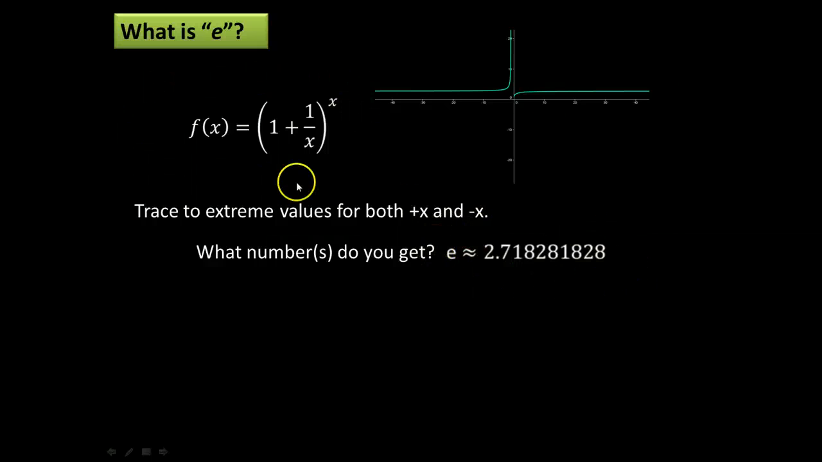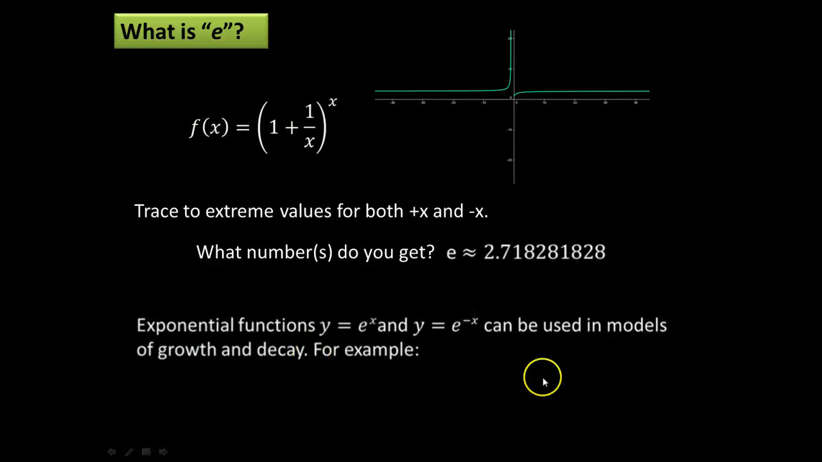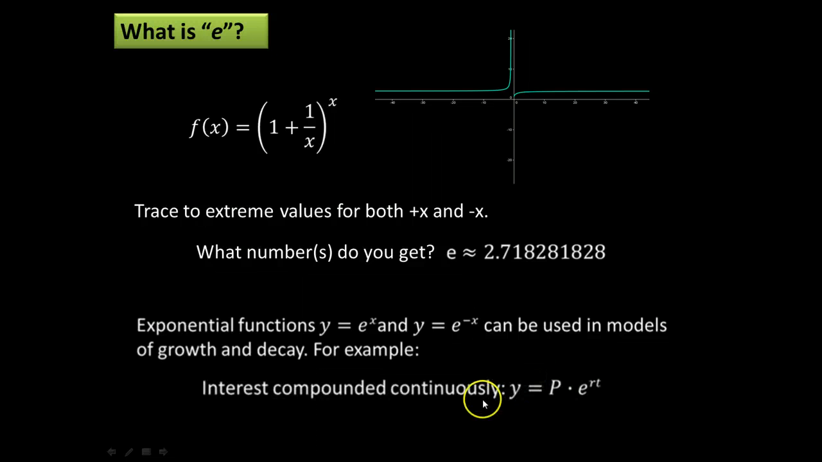So this function right here is where e comes from. If you use very large or very small values of x, this function continuously approaches this number and generates this e value. So exponential functions, e to the x and e to the negative x, we use them all the time. One example that I'm sure you remember is compound interest, which was y equals p times e to the rt. Sometimes we call that the PERT formula, but there are other times when we're going to use e in our exponential functions as well.